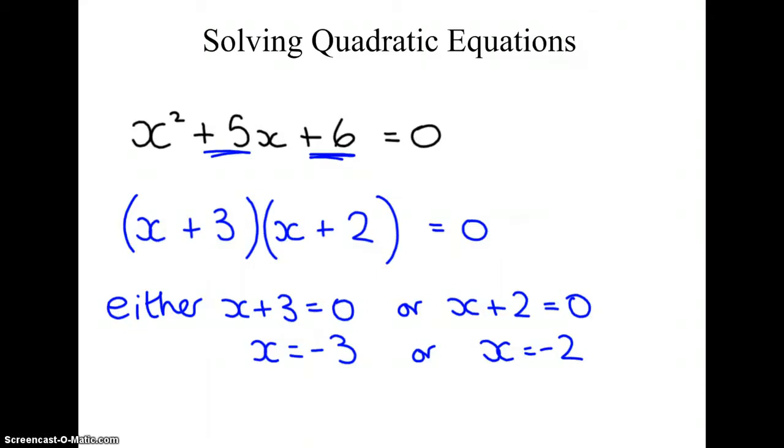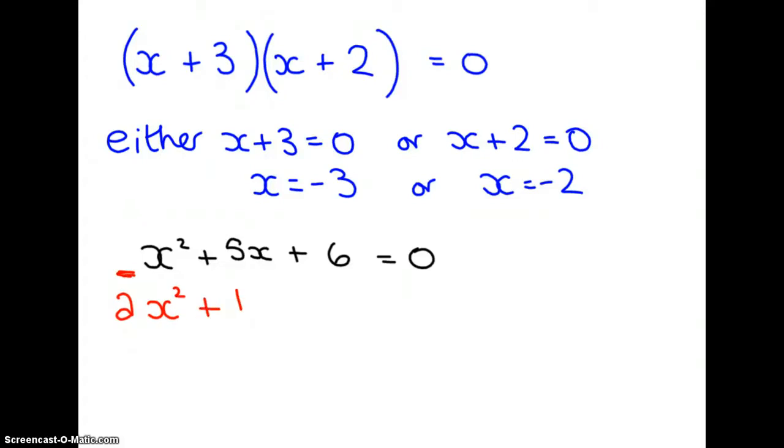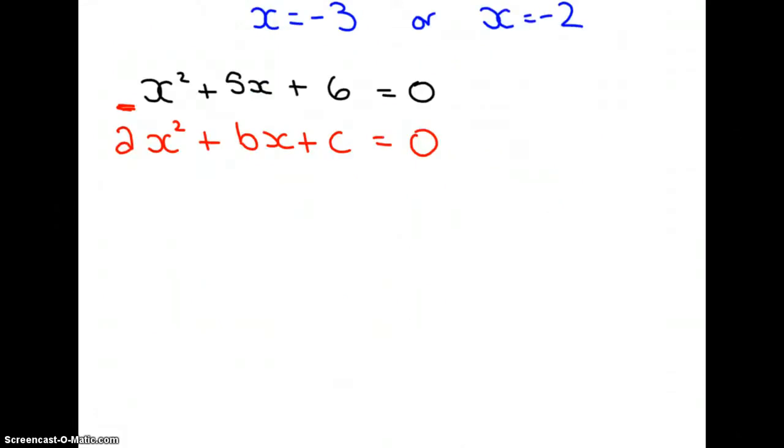If you want to do it using the formula, you can. If we keep the same question, which is x squared plus 5x plus 6 equals 0, the quadratic formula says that we call it ax squared plus bx plus c equals 0. So in this case, I would say that a is 1, there's only one x squared, b is 5, and c is 6.